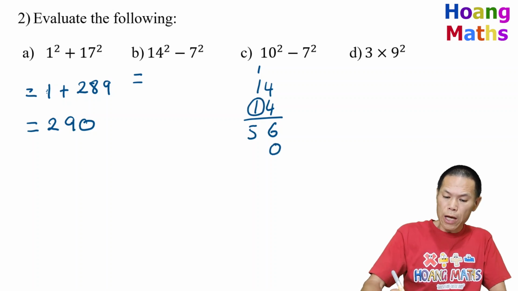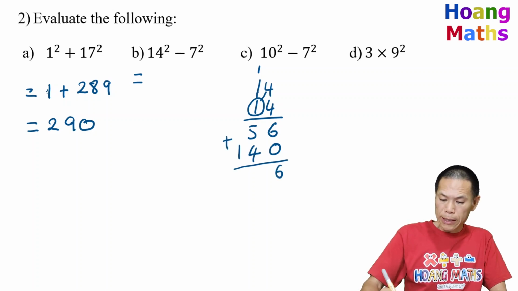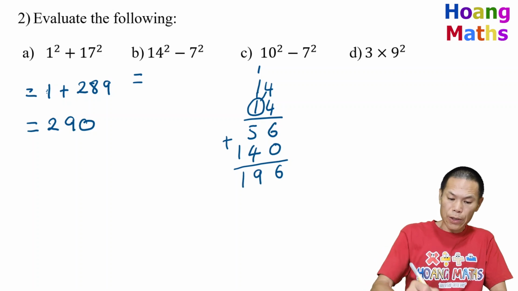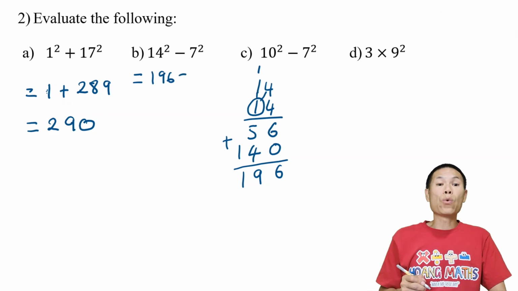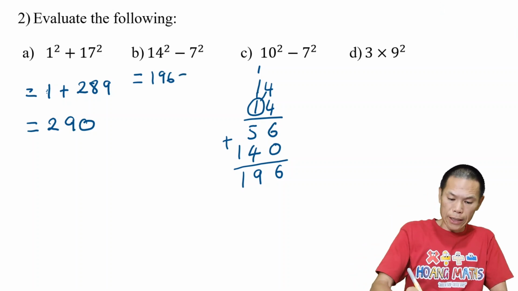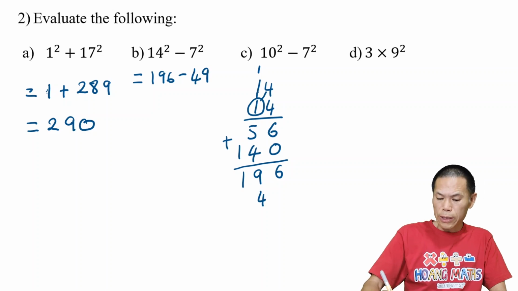We put a 0 here. 1 times 4 is equal to 4, and 1 times 1 is 1, and we add them up. So that gives me 196. And we minus 7 squared, which is equal to 49. So we minus 49 here.